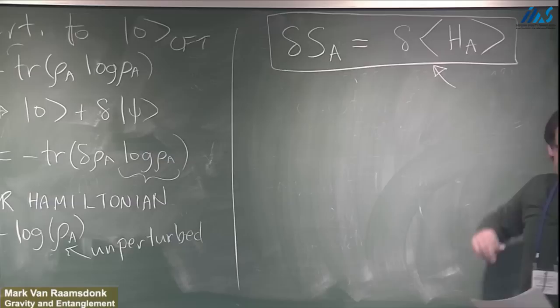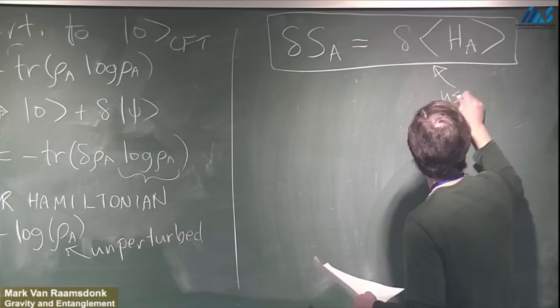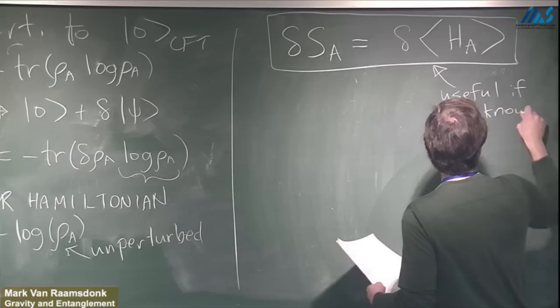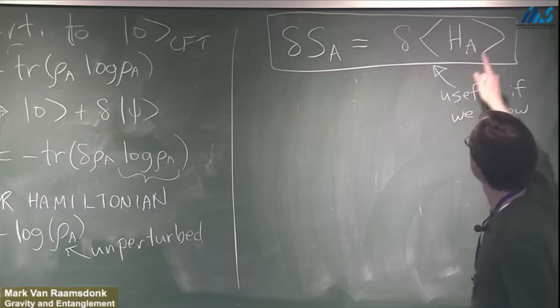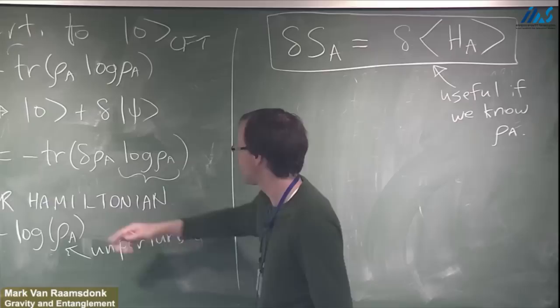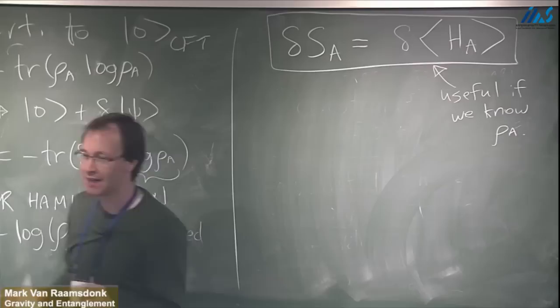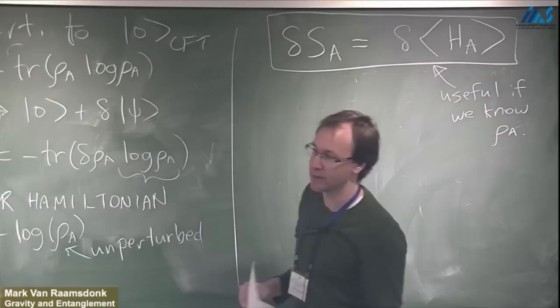unperturbed state is. Okay. So it's useful if we know rho A. But here, okay. You're supposed not to vary the HA itself, you only vary A. Yes, so this is the unperturbed, so we define an operator based on the unperturbed state, and then we just figure out how the expectation value of that operator changes.